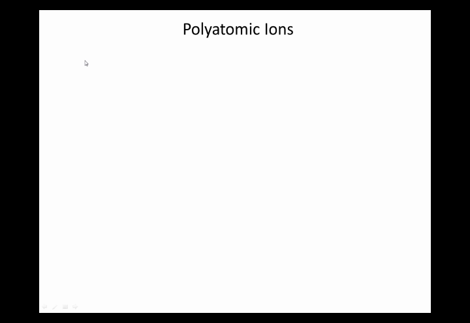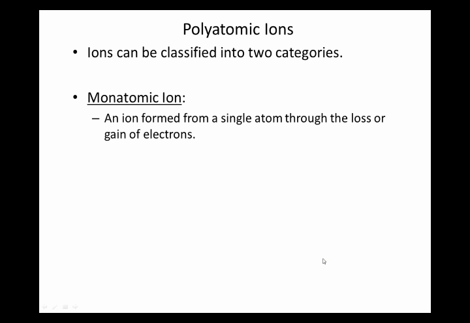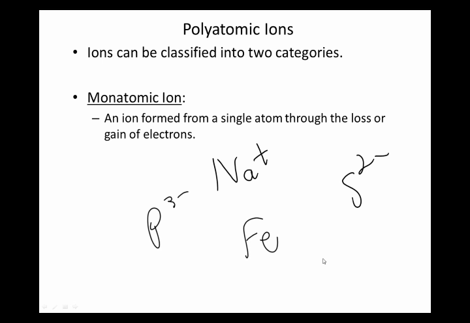And so far, all we've seen are what are called monatomic ions, which is one of the two categories we can have. A monatomic ion is just an ion formed from a single atom, like sodium or sulfide or phosphide or even the variable ones. They're all just a single atom that gained or lost electrons to get a charge.